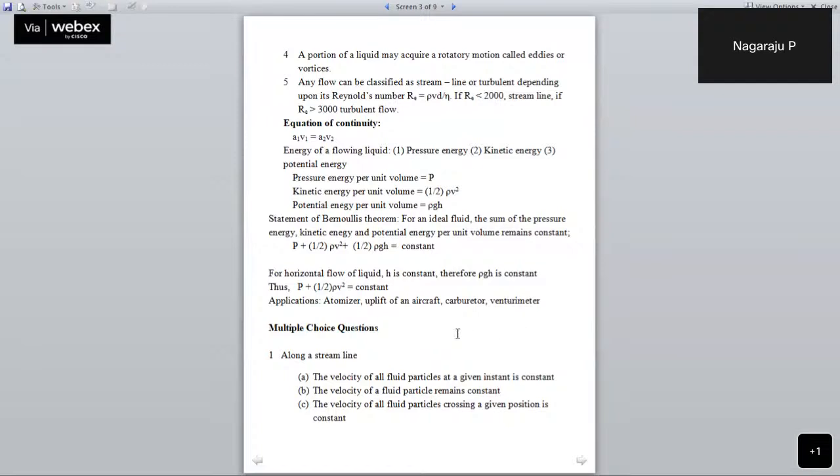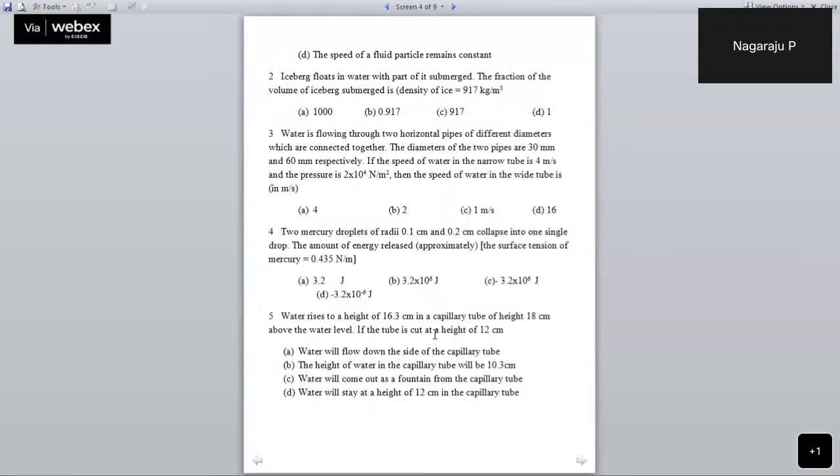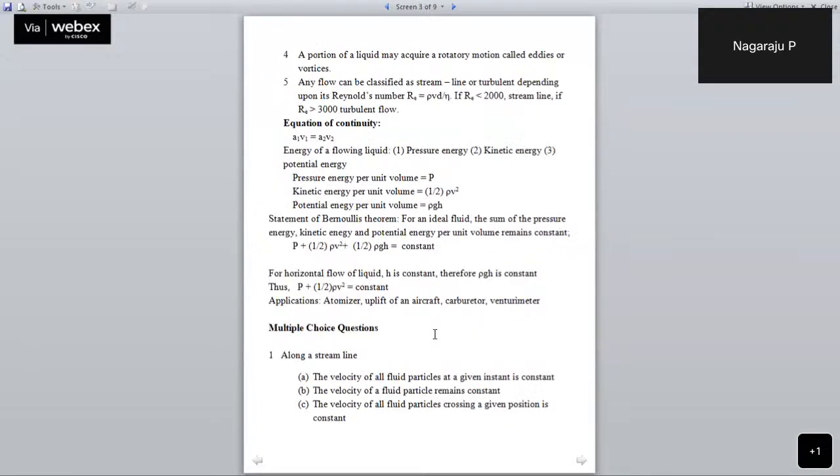So let me just think of the first question. What is the first question? The first question says, along a streamline. Just now I have explained what streamline flow is, where the forward particle follows the preceding particle. That means there is no sudden variation in velocity. The velocity remains the same. Some 8 properties of the liquid flow, in other words, streamline flow, we have discussed, and one of them should be here. What is that?